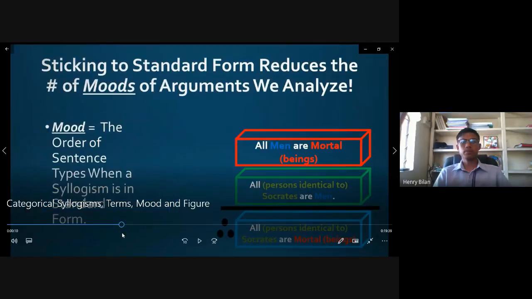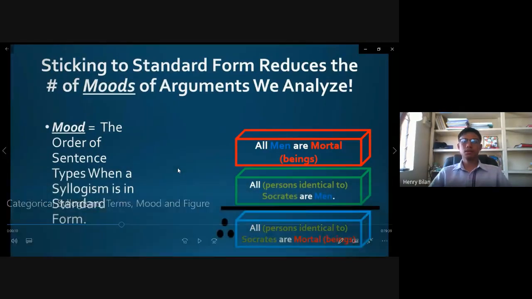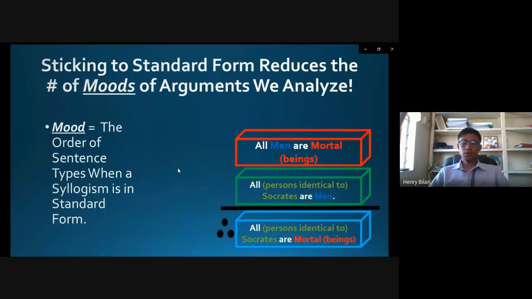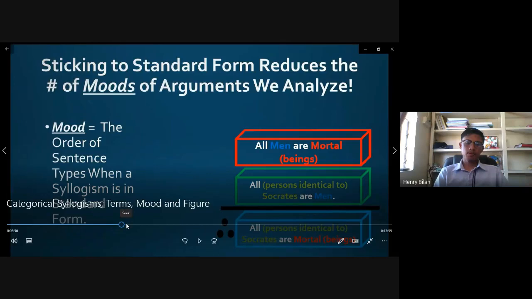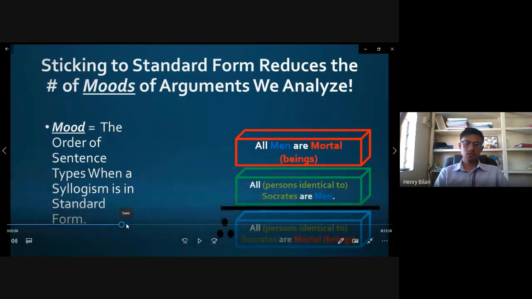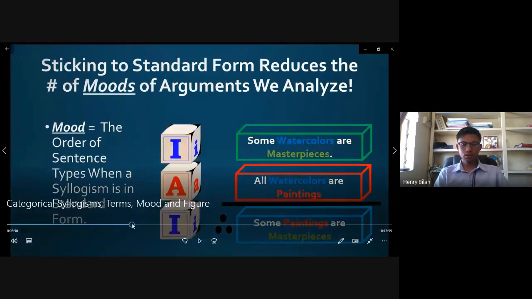Okay, mood. Ano nga ba ang sinasabi? What do we refer to if we talk about mood? The mood is simply the order of sentence or proposition in a syllogism in standard form of categorical syllogism. So order of proposition. We just simply identify the propositions in the syllogism, and that is the mood.